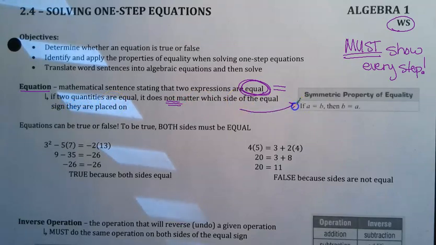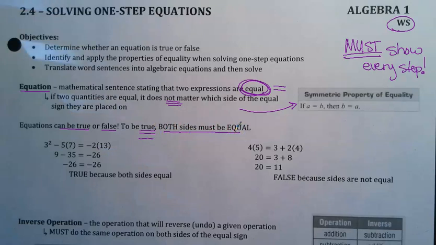This is the symmetric property of equality. We have if A equals B, then B equals A. It doesn't matter what side they're placed on. Going back down here, equations can be true or false, which is kind of crazy, because you probably haven't seen those yet. To be true, both sides must be equal.